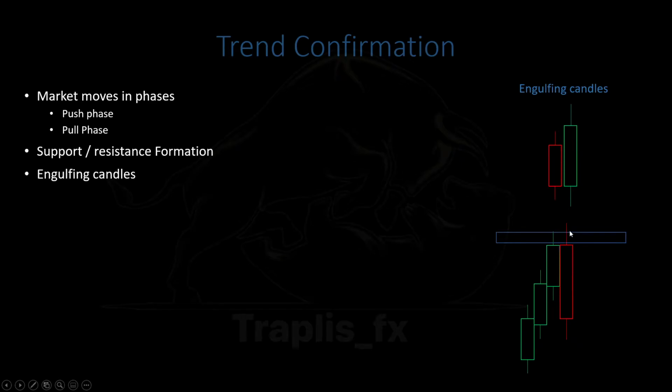So that means at this area we want to sell. So price is coming down, price has retraced, and then price is going down again with a big momentum. That's how you know you've got to trade.